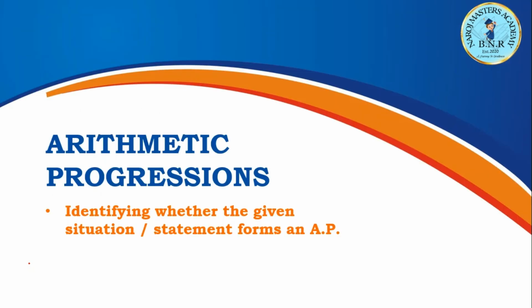Okay, identify whether the given situation or statement forms an AP. So far we have seen numbers which form an AP or not. But now, instead of numbers, a statement or situation will be given. So we have to convert the statement or situation into a series or sequence and then identify whether the sequence follows an AP or not.